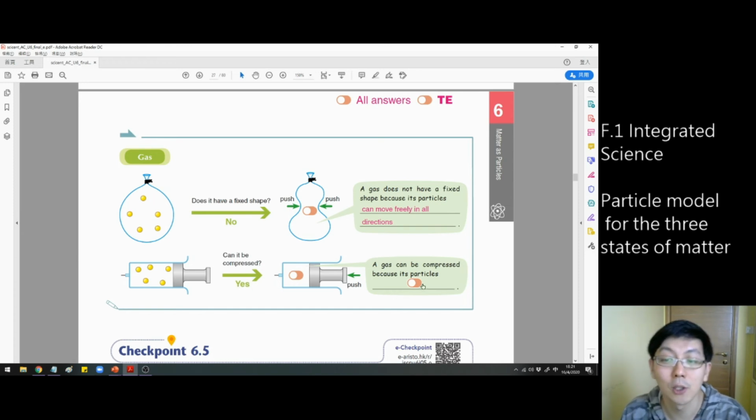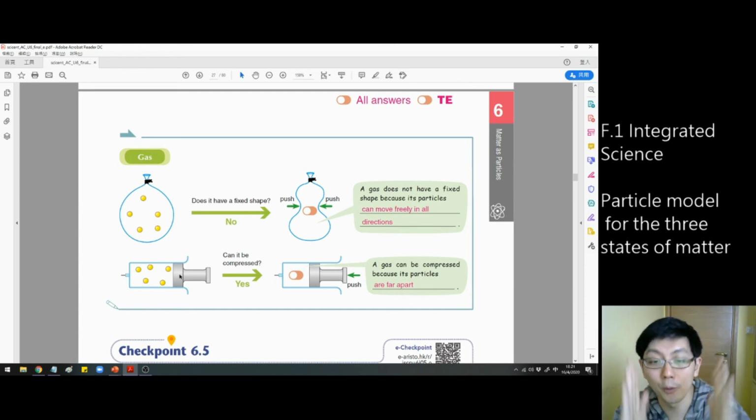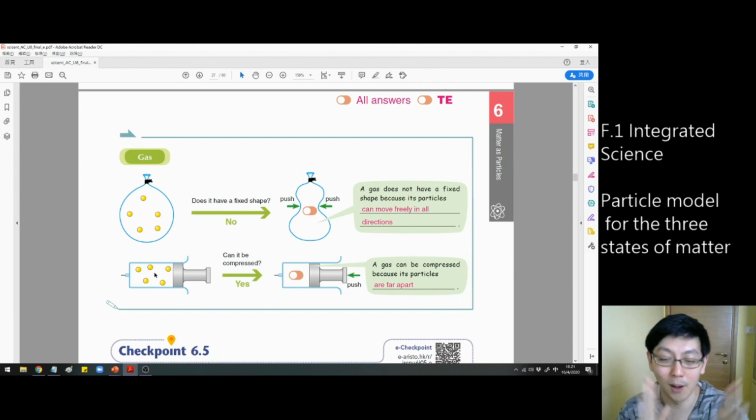Can it be compressed this time? Yes. The reason is those particles are far apart. They have a lot of empty space in between. So you can compress it. You can reduce the volume in between those particles to a large extent. Hey, why is there so much space left? Please move toward the middle of the carriage. Okay, squeeze in. Those particles can come from far apart to close together.